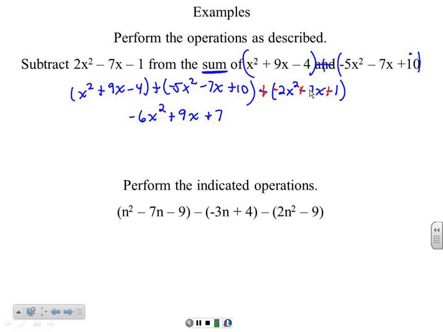Alright, so the one on the bottom is exactly the same. You can cross the line, change the sign if you want to, if it's going to make it easier for you. So I'm going to add the opposite of each one of these, and I'm going to add the opposite of each one of these. So then I'm going to start with the highest exponent. So I have 1n squared and negative 2n squared, which is going to be a negative 1n squared. You can write the 1 or not. And then I have a negative 7n and a positive 3n, which is going to be negative 4n. And then I have a negative 9 and a negative 4, which is negative 13 plus 9, which is going to give me negative 4.